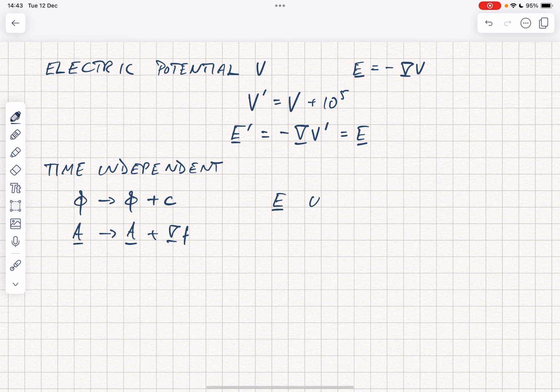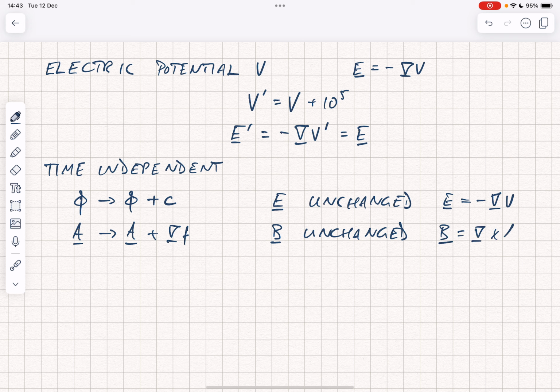E will be unchanged. Whoopsie, missed out a couple of letters there, because E is, in electrostatics, equal to minus grad V, and here the magnetic field B is also unchanged, because B is equal to the curl of A, and the curl of the gradient of any function is equal to 0. That's easy enough to find just by multiplying out the equations.